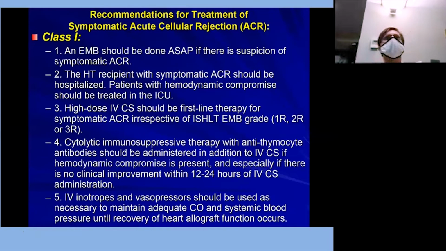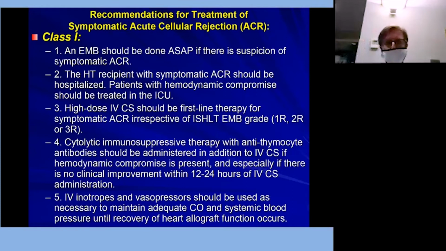So if you have symptomatic cellular rejection, obviously these are the class 1 indications. You should do a biopsy if there's suspicion, and if they have symptomatic rejection, definitely need to be hospitalized. High-dose steroids are the first-line therapy, irrespective of the grade, and then cytolytic immunosuppressive therapy with anti-thymocyte antibodies, like thymoglobulin, should be given to patients in addition to steroids if there's any hemodynamic compromise, and often we'll give it if there's graft dysfunction.